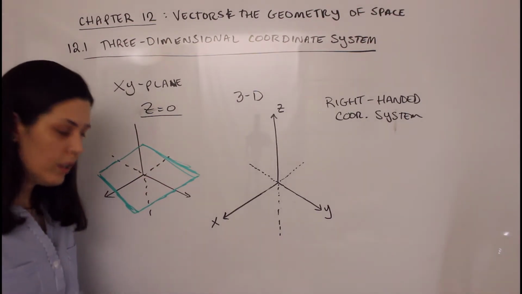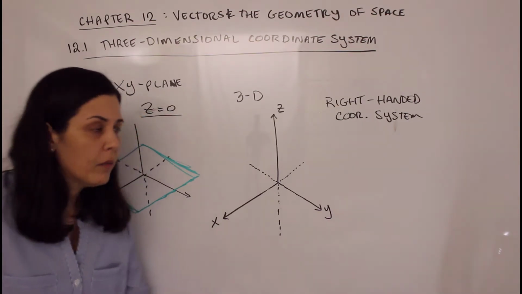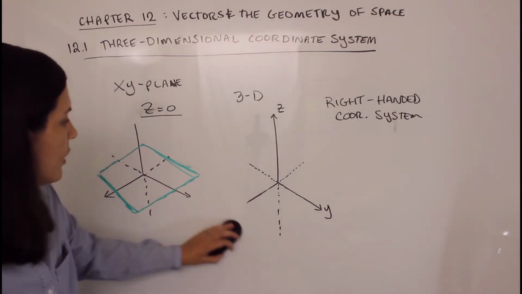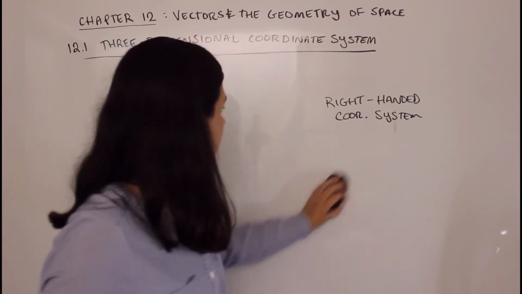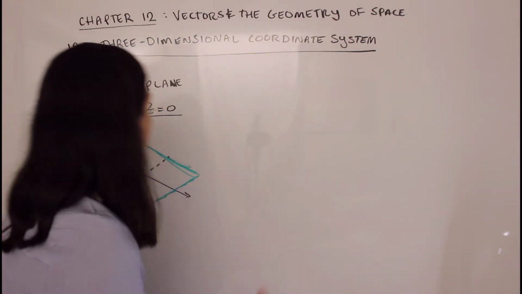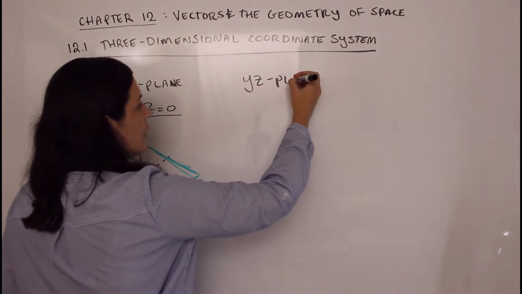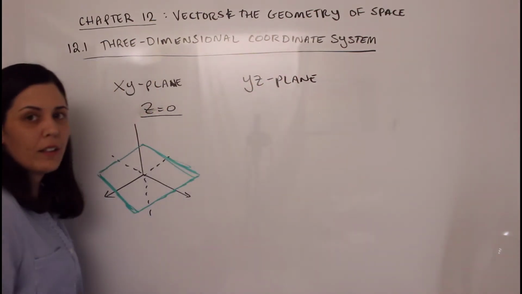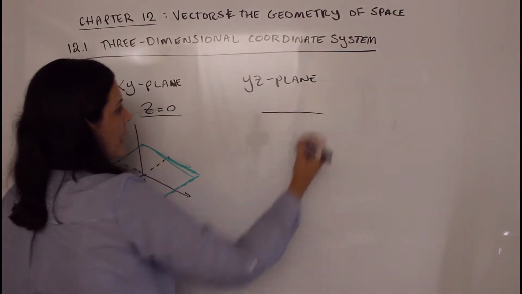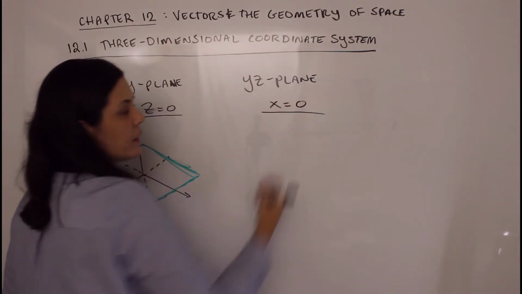There are two more, and you'll probably figure it out already or right after I show you the next one, how to get all three of these. The next one is going to be the YZ plane. If you want to take a guess, the equation for that is x equals 0.